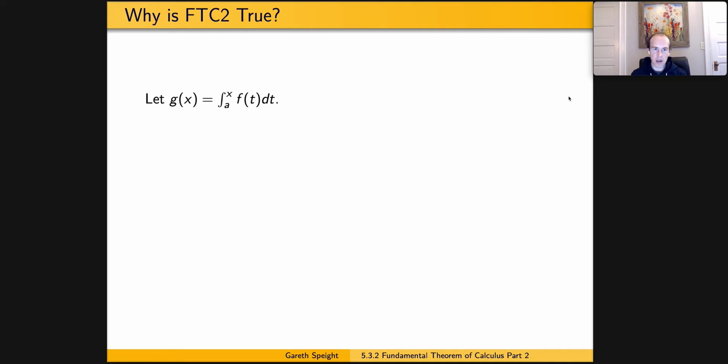So let g of x be this antiderivative of our function, the integral from a to x of f of t dt that we studied a little bit when we talked about FTC part 1. Well, by FTC part 1, remember that we said that the derivative of this is f of x, right? If we first integrate and then differentiate, we get back to where we started. So g prime of x here is f of x by FTC part 1. So if we think about it in a different way, this is saying that g is an antiderivative of little f. Because if we differentiate g, we get back little f. So this is one antiderivative.